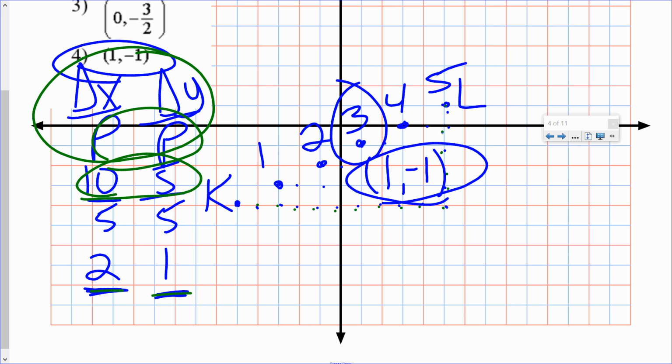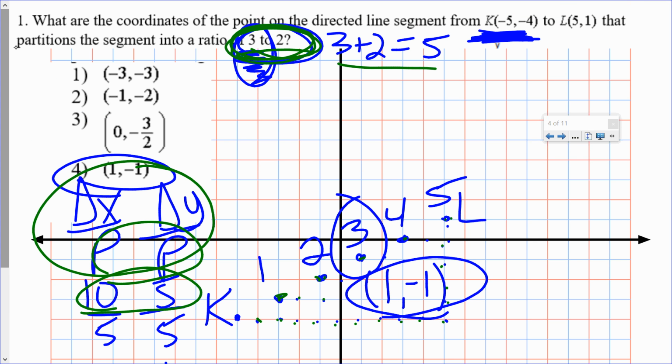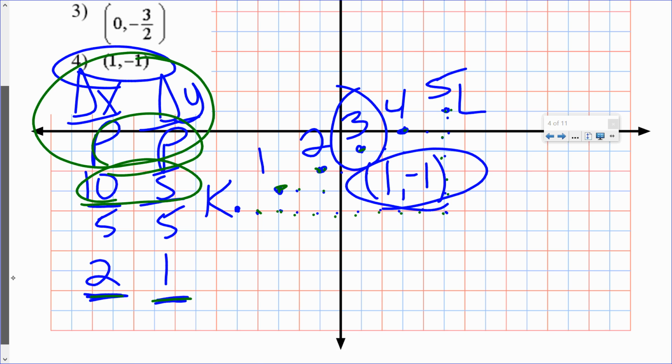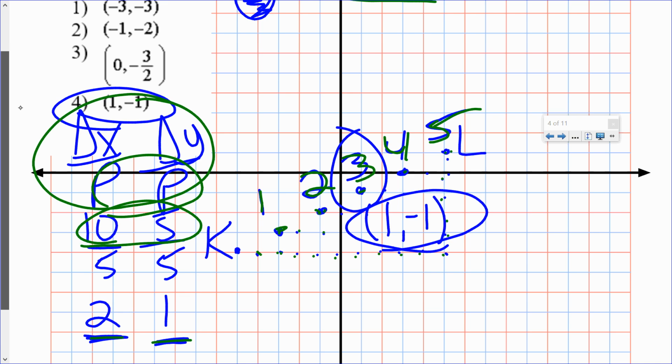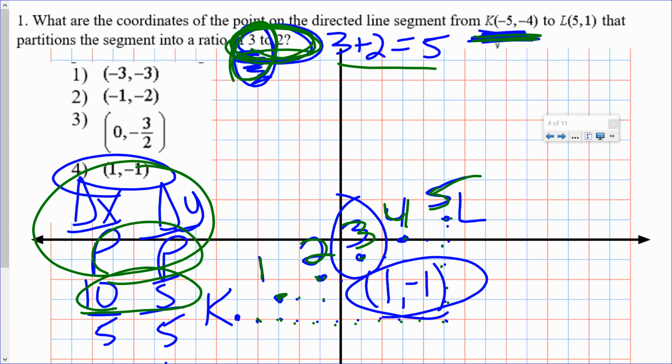I then counted 2 in the x, 1 in the y, and I kept on doing that to come up with these points. I then number them. It says I'm starting at K, so K is 0, and then I label the rest of them 1, 2, 3, 4, 5. And the answer is the first number that's written in the ratio, in this case 3. From there, I state the coordinates of that point, which is 1, negative 1.